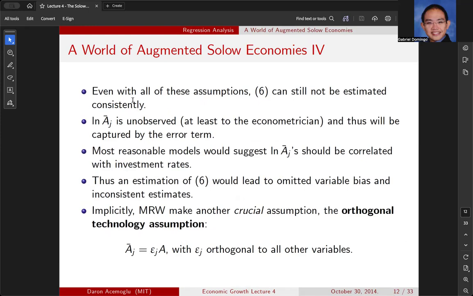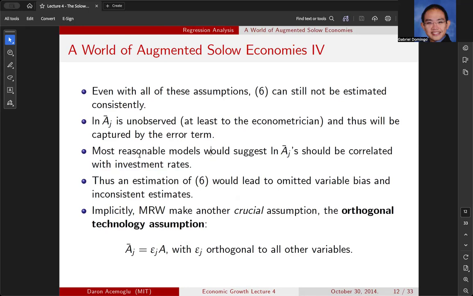Therefore, the problem here is that ln a bar j is unobserved, and thus will be captured in the error term. And ln aj, if it's in the error term, is correlated with the investment rates. So they're not independent of the SKs and the SHs. At this point, you might pause and think that totally makes sense, right? If your average TFP is higher, then that will incentivize you to save more, either physical capital or human capital. So this totally makes sense.